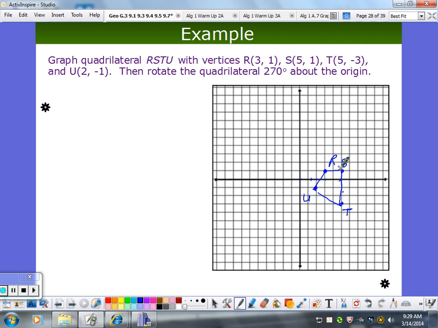Then it says rotate the quadrilateral 270 degrees about the origin. The reason I'm saying that is because you know how you can rotate around any point you want? If I was rotating around this point, I would get a different image than rotating around the origin. For our purposes, we're always rotating around the origin. But if they had wanted us to rotate around this point, you'd have a whole different situation.